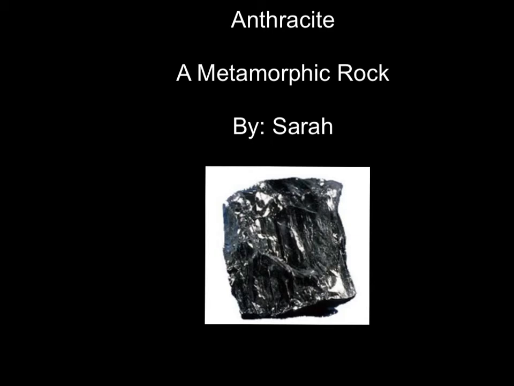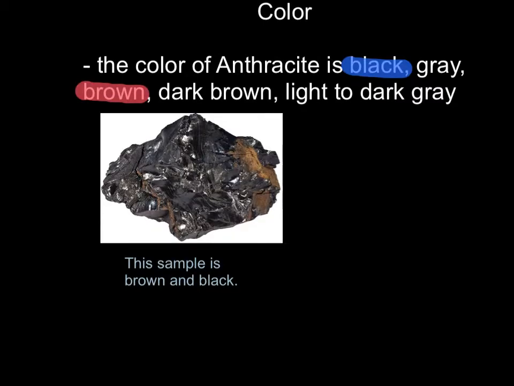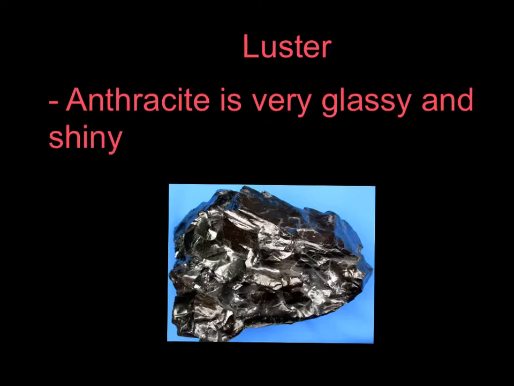Hi, my name is Sarah, and I am going to tell you all about a metamorphic rock named anthracite. Anthracite's color can be black, gray, brown, and light to dark gray. This sample I have here is brown and black. You can see it is mostly black, but there are some spots that are brown.